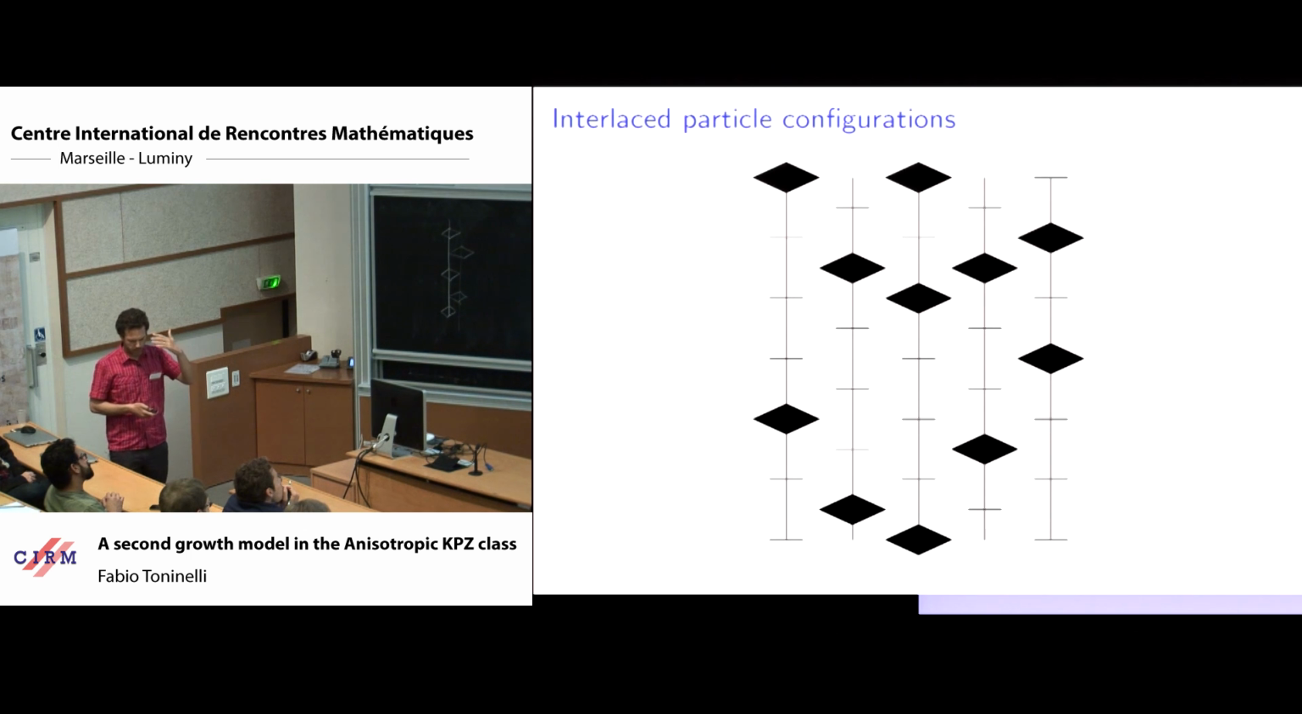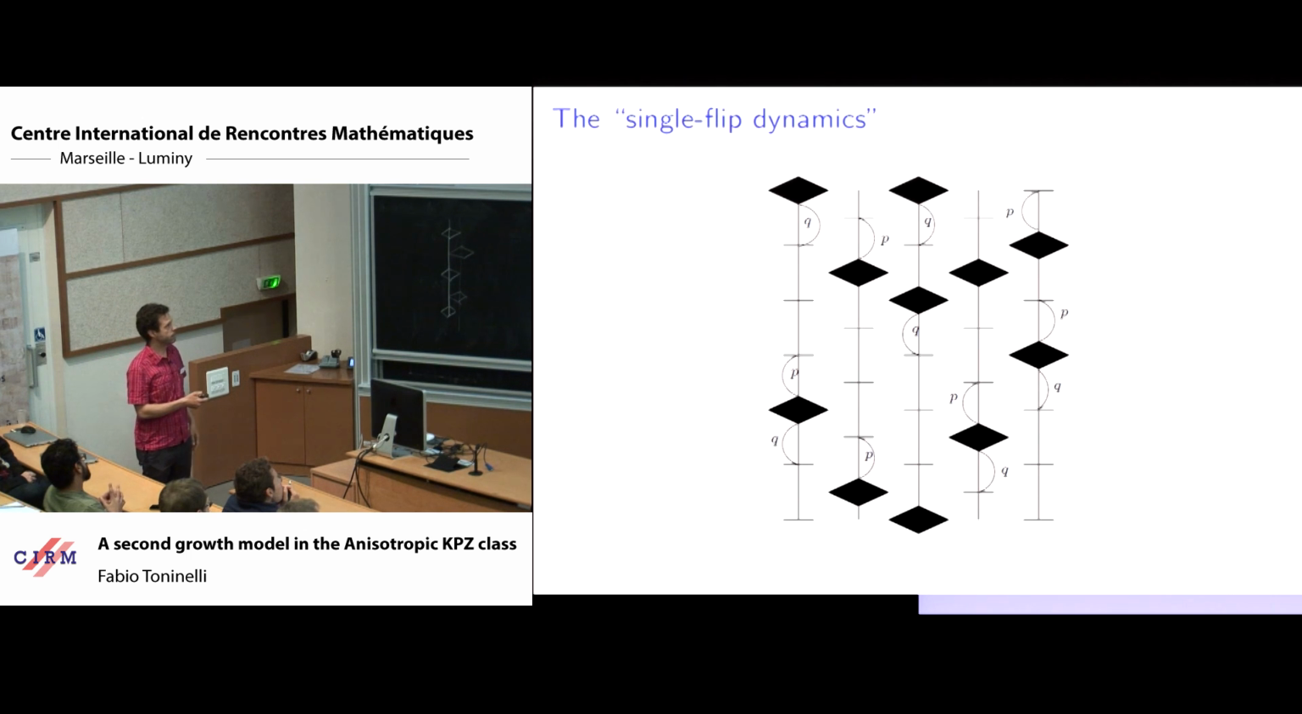As I was saying, the most direct analog of the simple exclusion would be to have these particles jumping up or down with rates p and q. Like this one will jump up with rate p. This one will not jump up with rate p because it's blocked by these other two. It's like you cannot deposit a cube anywhere and still keep a lozenge tiling. But you can imagine such a dynamics, even on an infinite lattice. You have all these interlaced particles, they jump up and down with rates p and q, times an indicator that you don't violate the interlacements. I will call this the single flip dynamics.